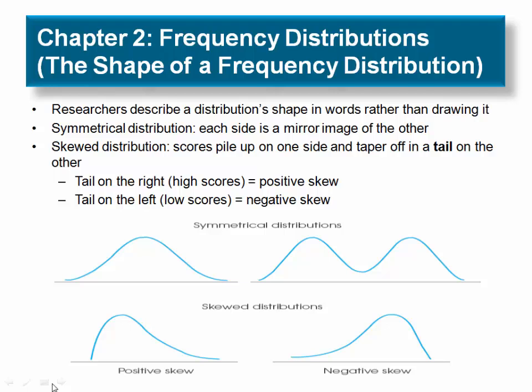In a normally shaped distribution, the scores array themselves in a predictable, consistent pattern, with 68% of scores typically falling plus or minus 1 standard deviation from the mean, 95% of scores typically falling plus or minus 2 standard deviations from the mean, and 99% of scores falling plus or minus 3 standard deviations from the mean.